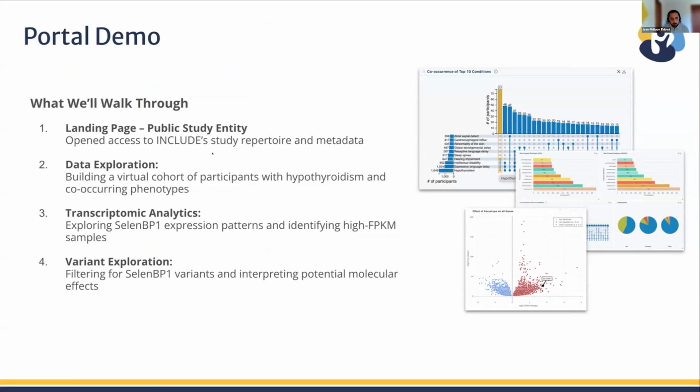So we'll walk through a few things here. We'll go over the landing page and essentially how we've opened up the public study entity pages. The data exploration page to build some virtual cohorts, the transcriptomic analytics focusing on a specific gene, and the variant exploration to essentially look at the variants that we have available for some of the studies that we have in the portal. So all of this focusing on a specific disease, hypothyroidism, that's going to be the focus here.